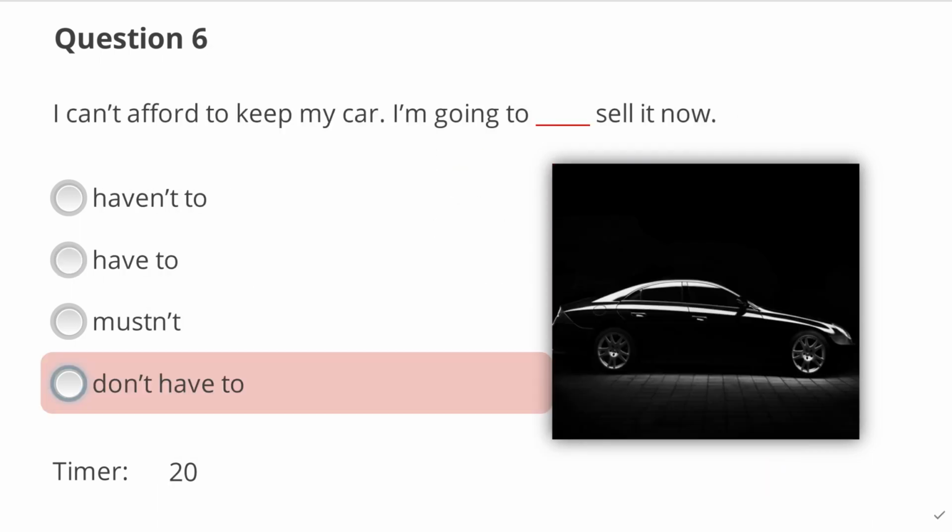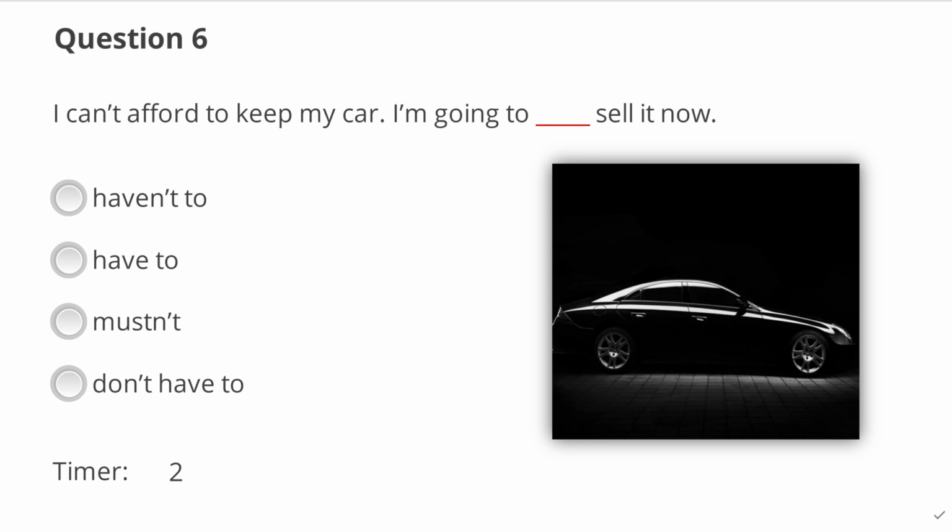Next one. I can't afford to keep my car. I'm going to sell it now. You have 4 options for that. So can't afford to means that you don't have the money at least to pay for the car. So therefore you have a choice of keeping it or selling it. And in this case you choose to sell it, and you need to choose one of the 4 verbs.